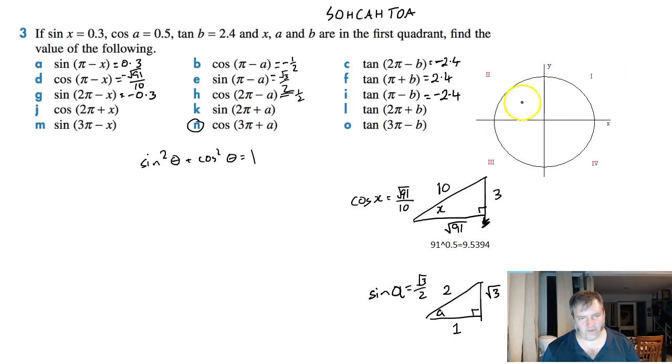So cosine of 3 pi plus a. There's 0, pi, 2 pi, so 3 pi is back around here, plus a, I'm going to have to go further. Cosine in this quadrant, cosine's the x-coordinate, so it's negative. Negative whatever the cosine of a is. Do we know what the cosine of a is? Yep, that's a half. So this will just be negative 1/2.